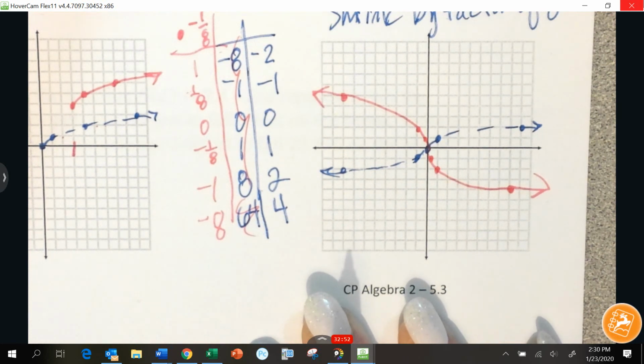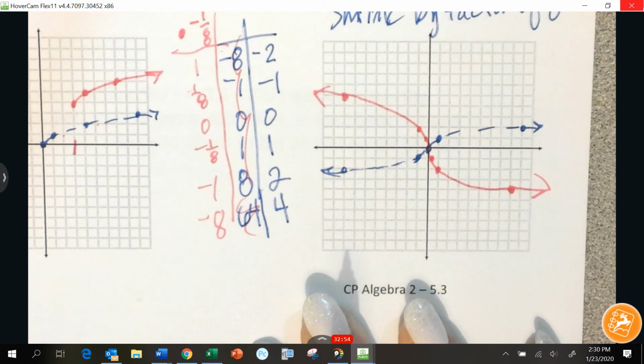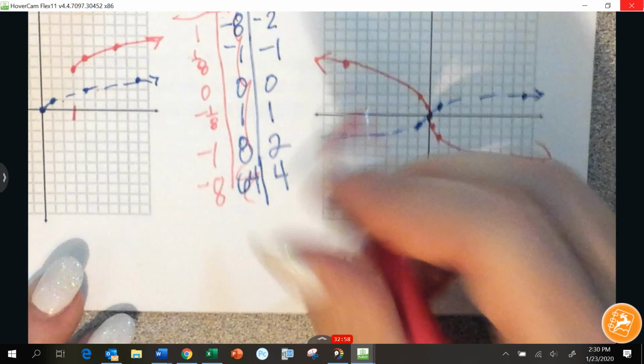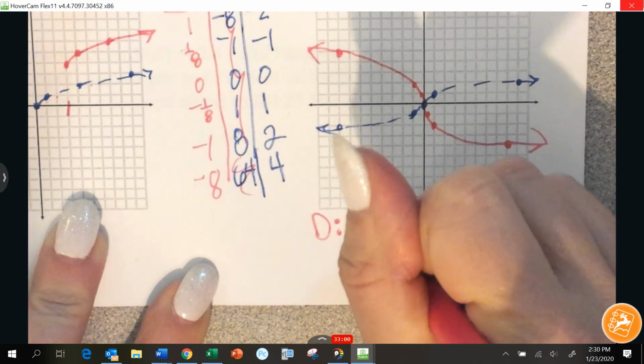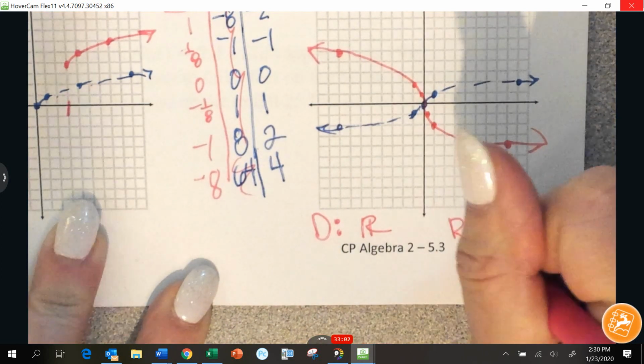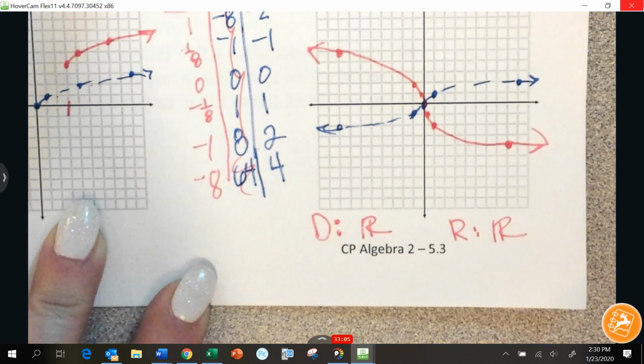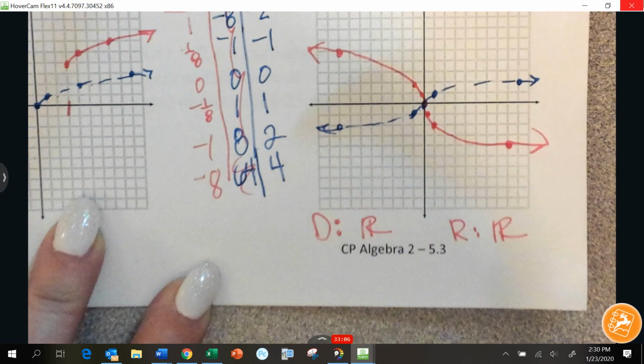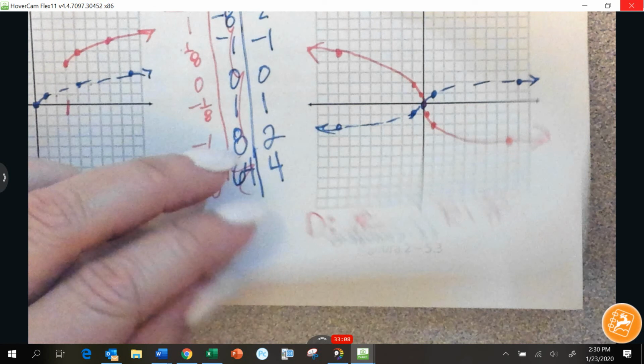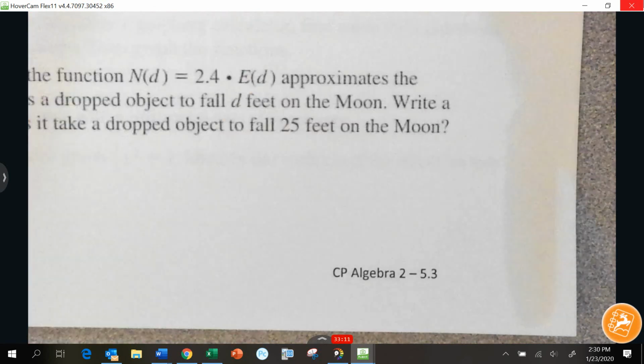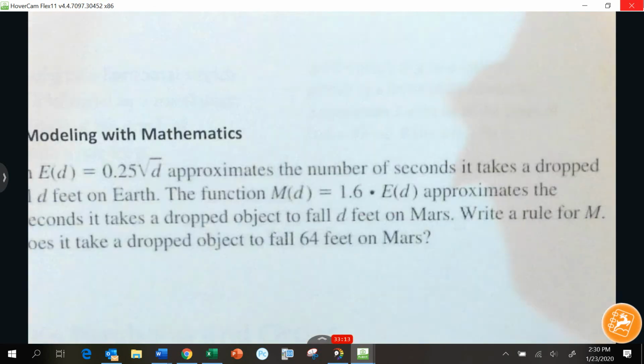So again, we are using transformations. What's our domain and range for this? Domain: all real numbers. And range: all real numbers. For cube roots, it's all real numbers, and fifth roots too. All the odds will always be all real numbers. Yep. Okay, I'm going to skip student practice number 2.